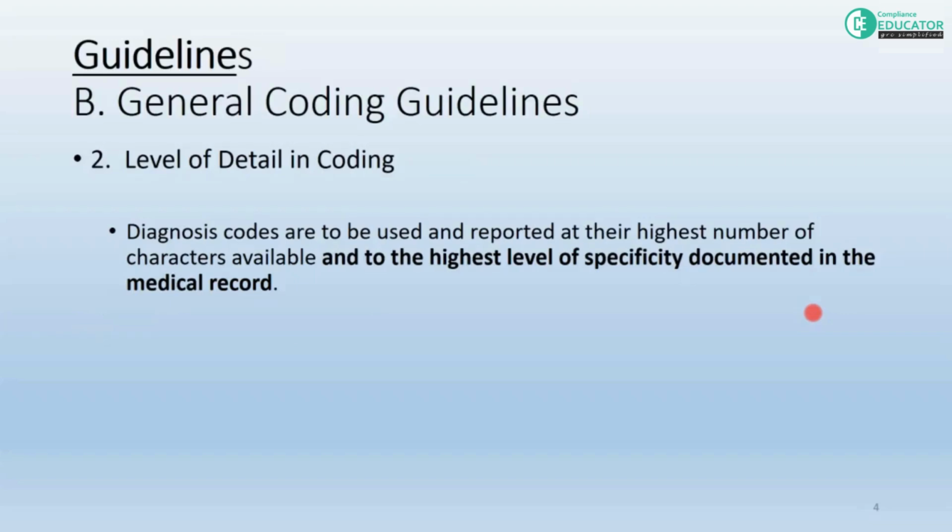For example, the level of detail in coding section has added the text "to the highest level of specificity documented in the medical record." Now that's important because we've always been supposed to code to the highest number of characters available, but this is reiterating, if it's not in the documentation, don't use that higher level code. You cannot interpret physicians' documentation. You really just have to look at what they've documented. So that's a very important addition of a few words.